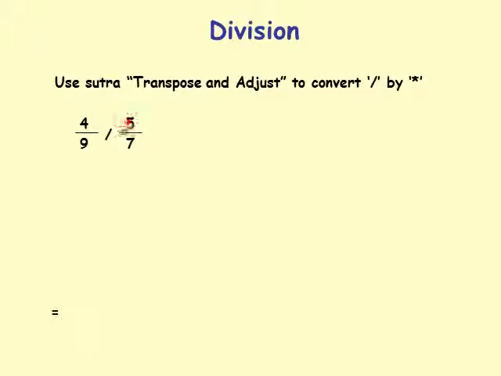So we transpose 5 over 7 to 7 over 5, and along with that we change the sign divide by to a multiply by. Let's see what I mean by that. It becomes 4 over 9 times 7 over 5. Now we can multiply the numerators and multiply the denominators. That is equal to 4 times 7, 28, and 9 times 5 is 45.